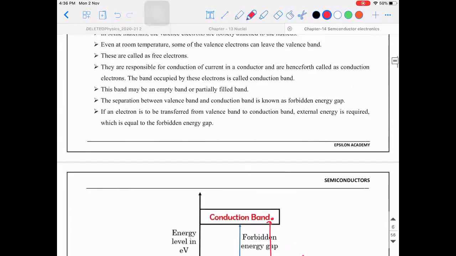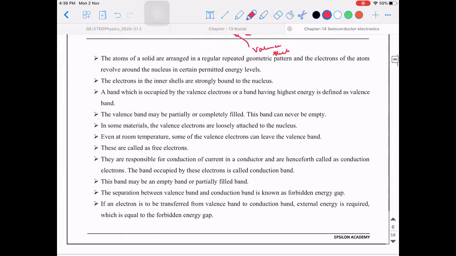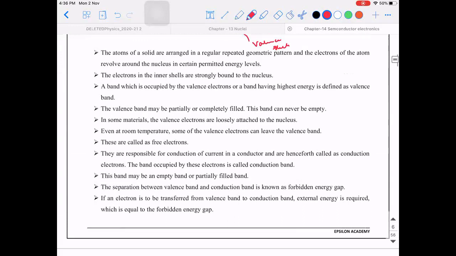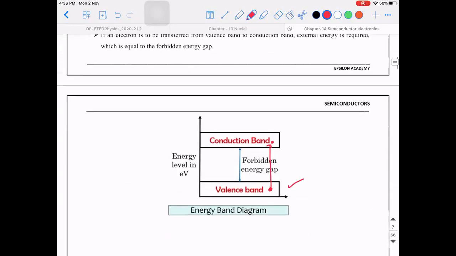Means it has developed the property to conduct. Are you able to understand? So the amount of energy that you need to supply so that the electrons in the valence band are able to jump into the conduction band is what is called the forbidden energy gap. The energy level which is measured for the forbidden energy gap is generally in terms of electron volt, and this kind of a diagram is what is called an energy band diagram.